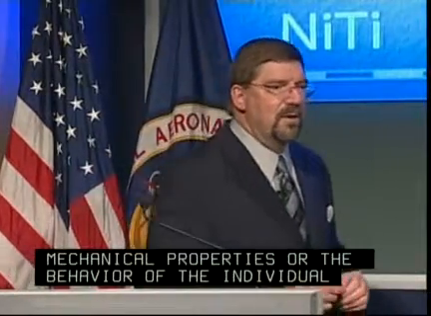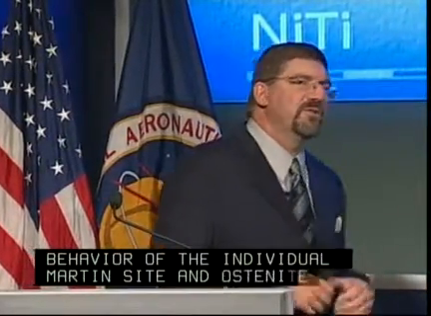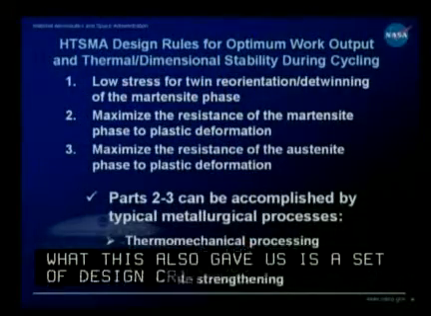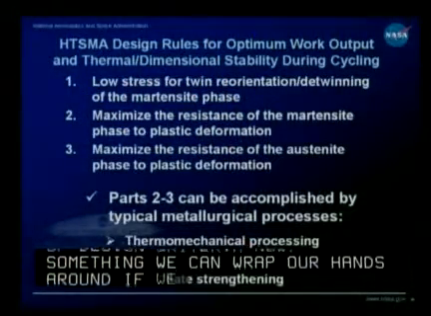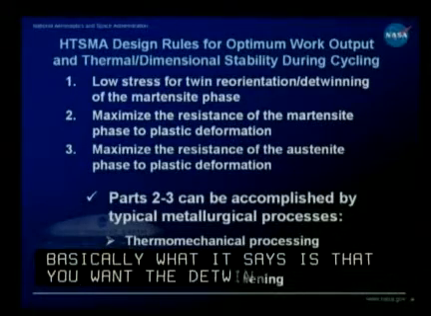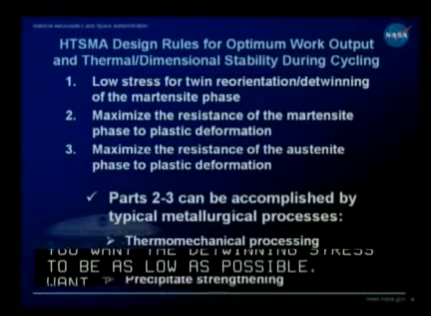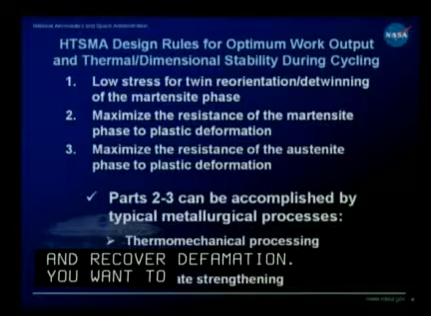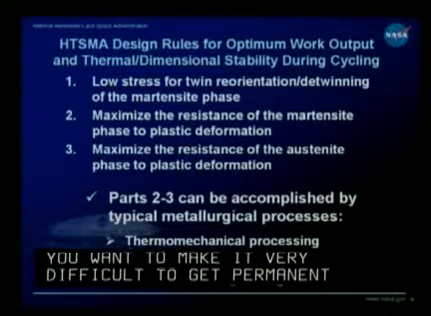If I could have the next slide. What this also gave us, though, was a set of design criteria now, something we can actually wrap our hands around if we wanted to make new alloys. Basically what it says is that you want the detwinning stress to be as low as possible. You want to be able to easily detwin and recover deformation. At the same time, you want to make it very difficult to get permanent deformation of both the martensite phase as well as the austenite phase.